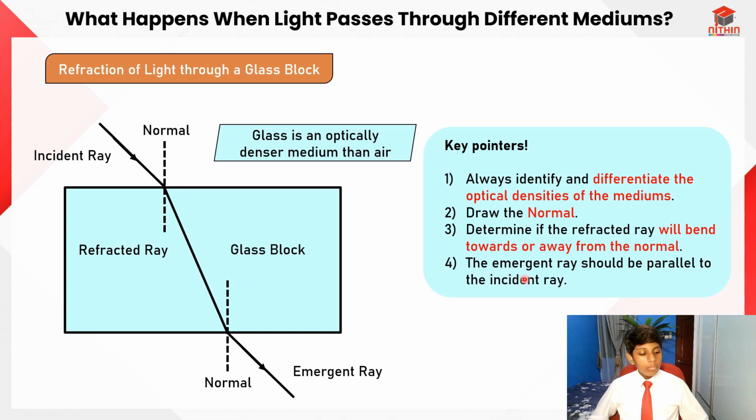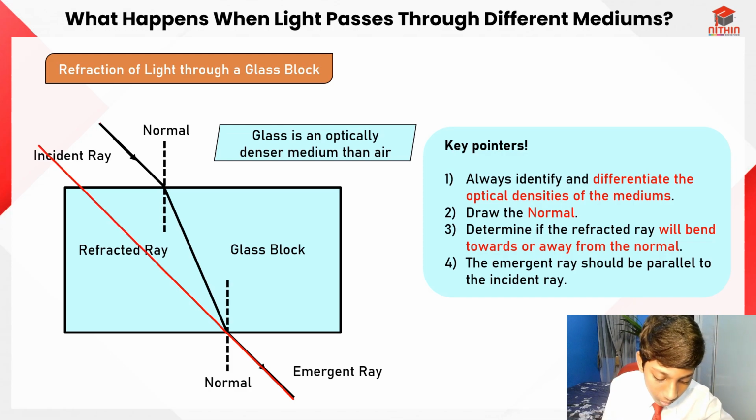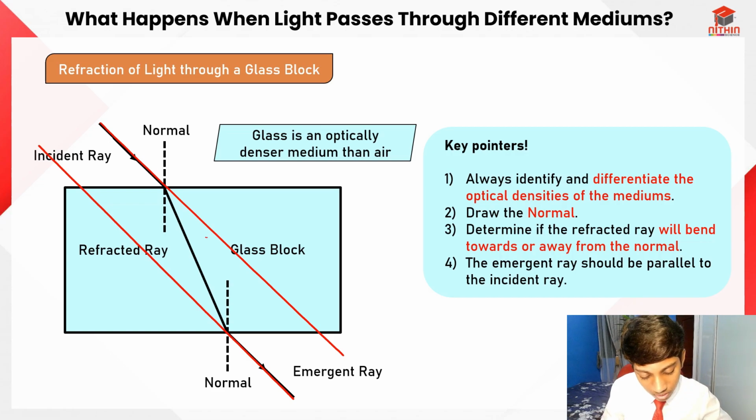And lastly, the emergent ray should be parallel to the incident ray. So this is the emergent ray, right? And this emergent ray should be parallel to the incident ray, like I just drew that line. So let me draw it again. So it is actually parallel to the incident ray. So we can see that it is parallel. It should always be parallel to the incident ray. So let's go to the next slide.